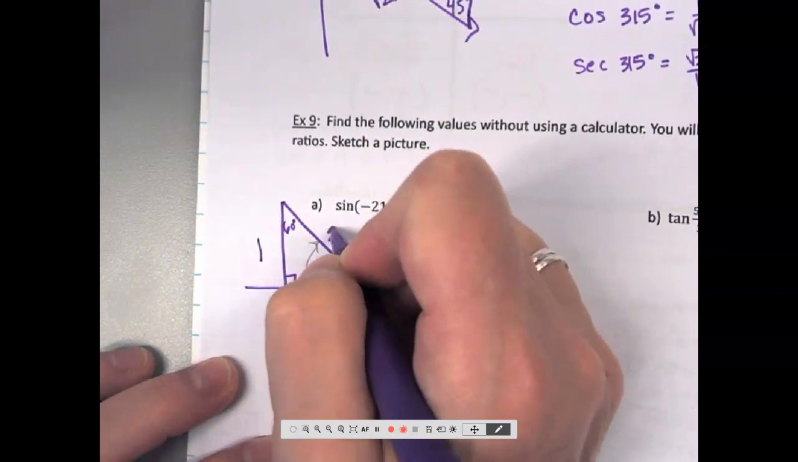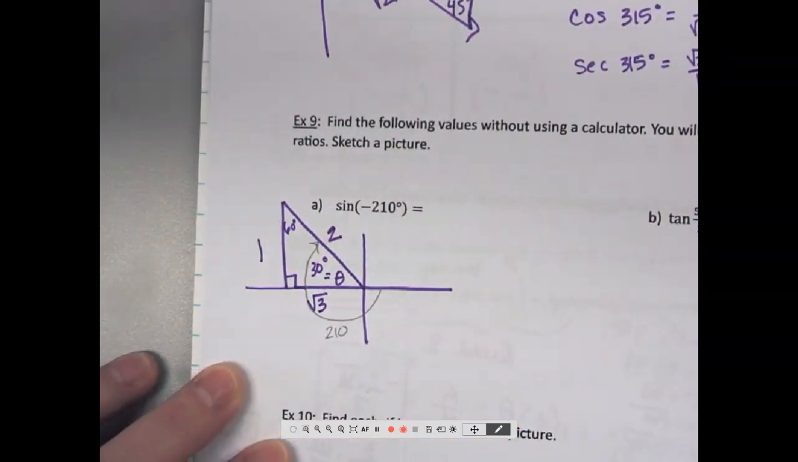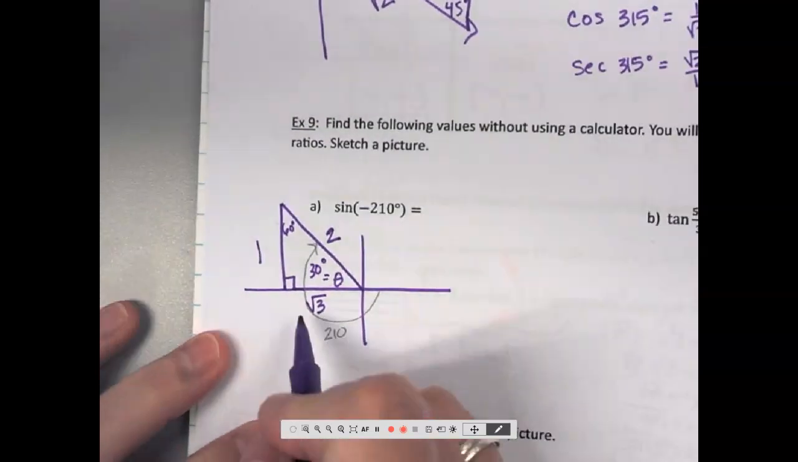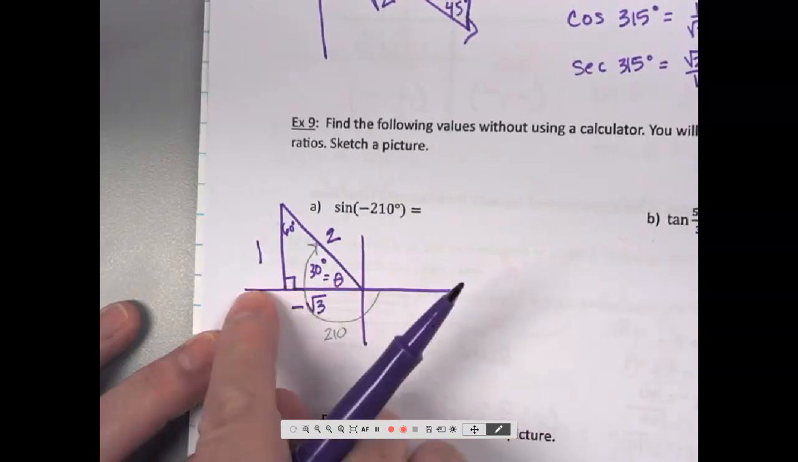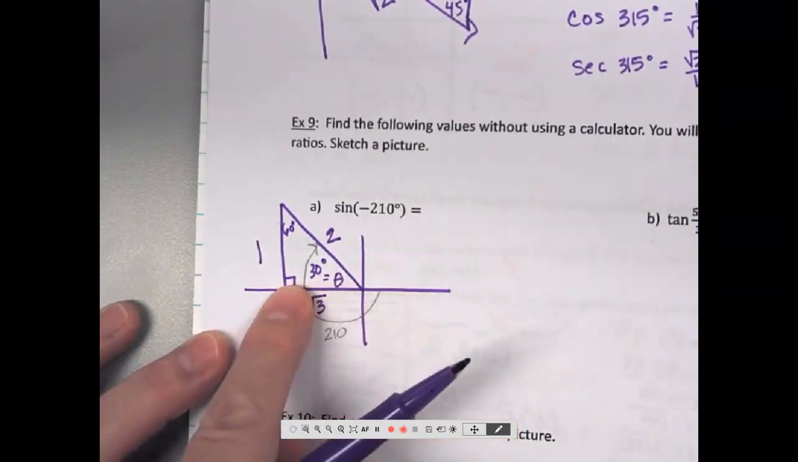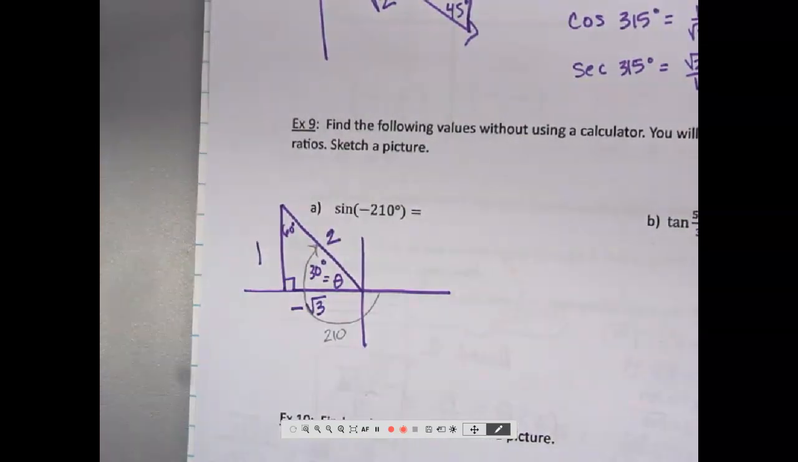Hypotenuse is 2. Now, I have to make one adjustment. Negative square root of 3 because we went left. X's are negative over here, so we went left, which is negative, up, which is positive. Hypotenuse, which also represents the radius of the circle, is always positive. So the only things you have to adjust for are the legs, the left and the right, the up and the down. Check to see if you need any negatives.